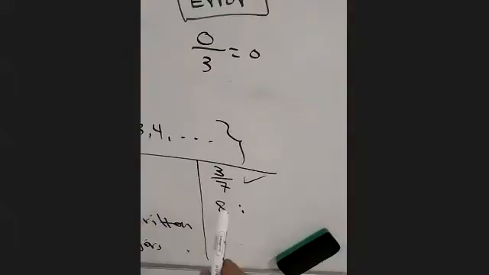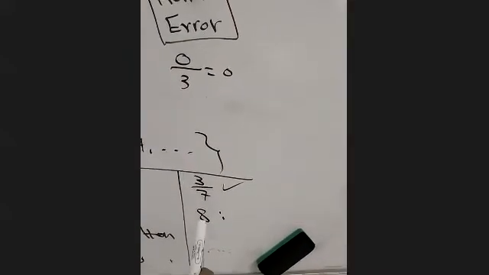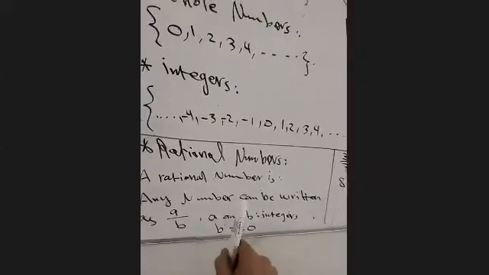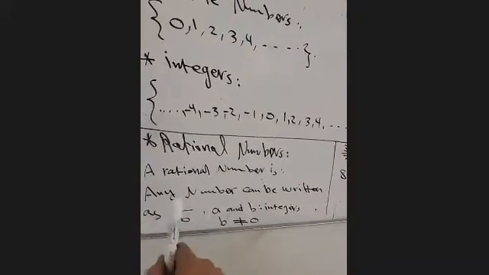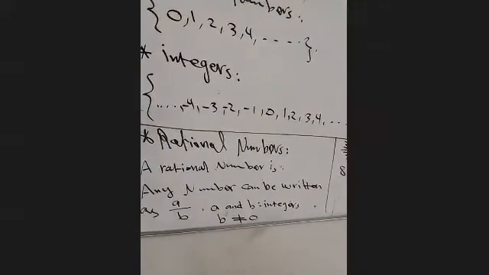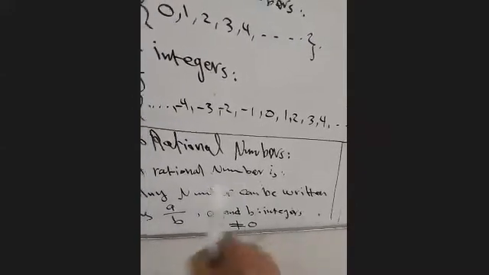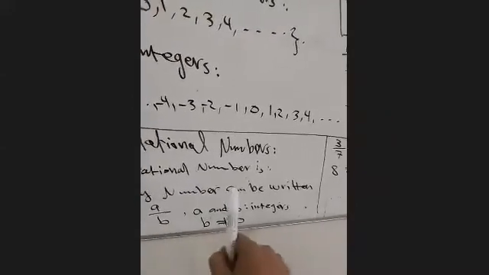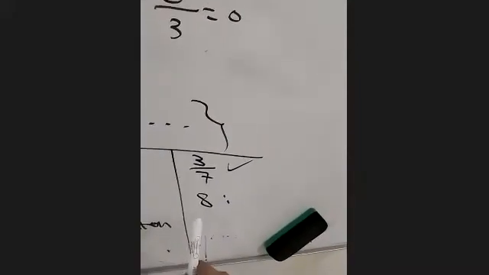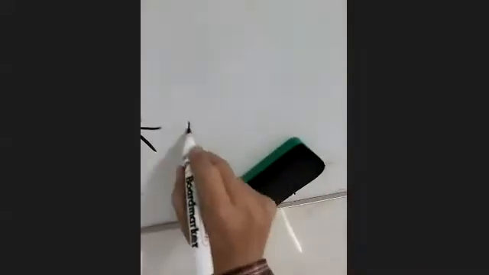Now, to know, guys, if 8 or any number is a rational number, ask yourself: can I write this number as A over B or I cannot? Because any rational number can be written as A over B. Can 8 be written as A over B? Yes, it can be written as 8 over 1. So yes, it is a rational number.